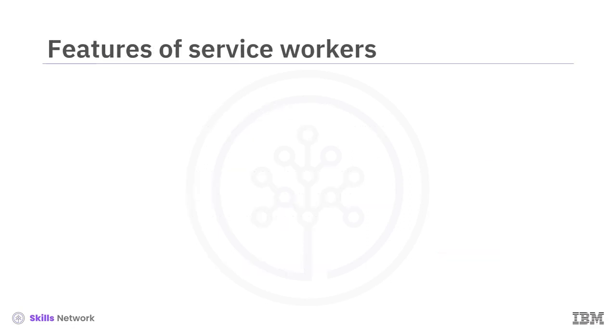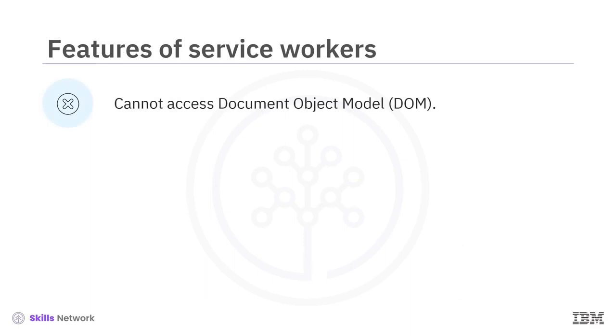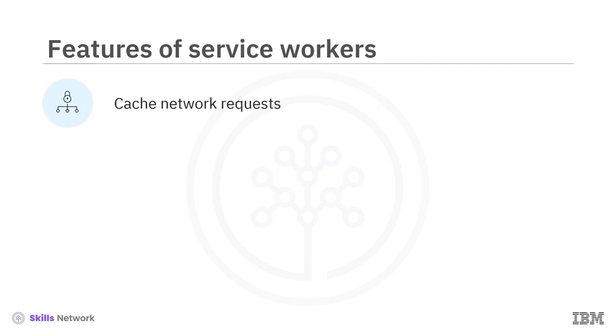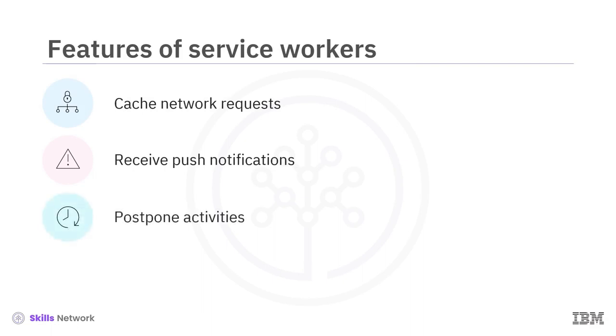Let's now explore some features of service workers. They cannot directly access or interact with the Document Object Model, DOM. They can manage network requests on your website. They can cache static assets from the website. They can make your application functional offline. They have the ability to cache network requests. They can receive push notifications even when the app is not active. They can use the Background Sync API to postpone activities until the user has stable connectivity.